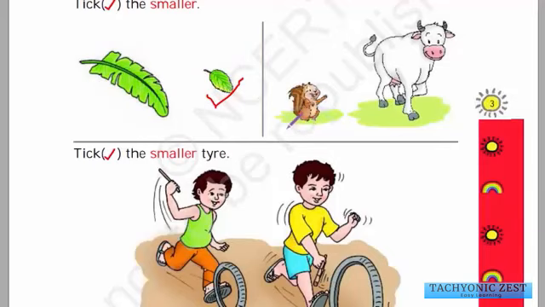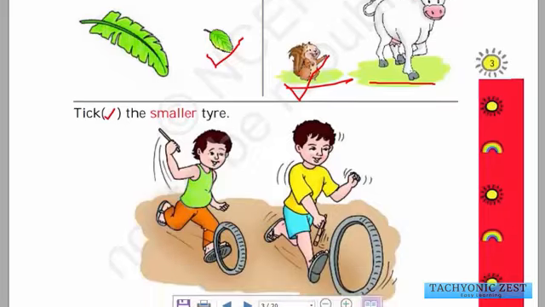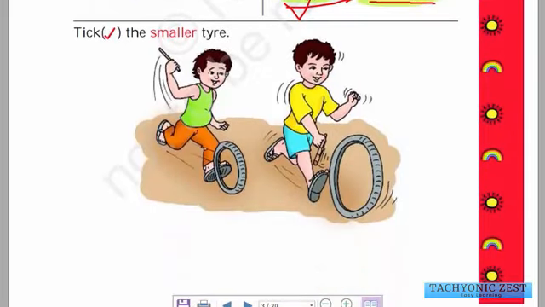This is the picture of a squirrel and this is the picture of a cow, and we need to tick the one that is smaller. We can very well see that this animal, the squirrel, is smaller as compared to this animal, the cow. So we need to tick this one. This is the correct answer. We can also say that this animal, the cow, is bigger as compared to this animal. Tick. We'll see the next question.